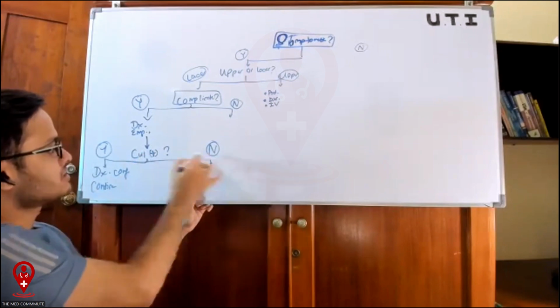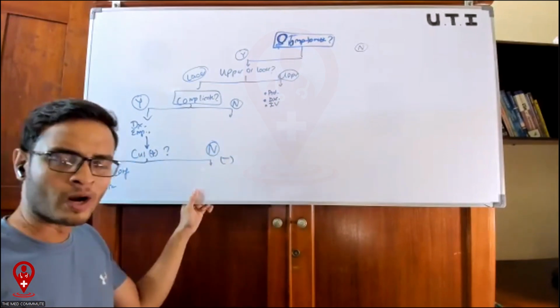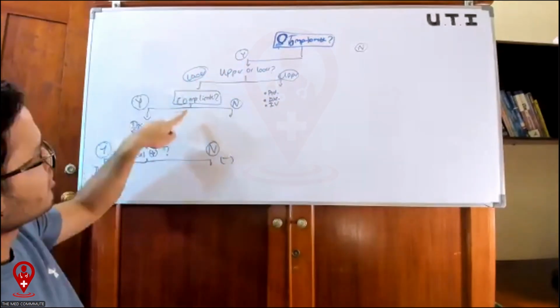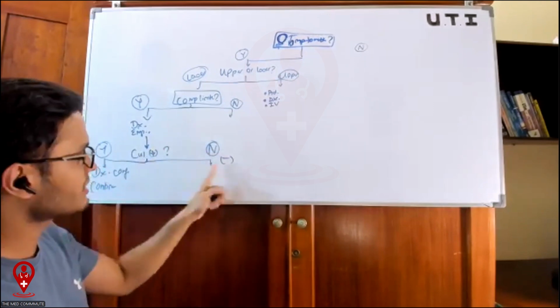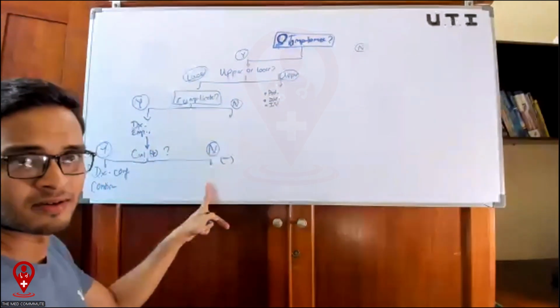Here, when you check the culture, if the culture is not positive, what does that mean? Culture is negative. What do we do? Come down here, right? Lower UTI, complicated case. You do the diagnostic, you send for culture, culture report comes negative. What is our next step? What do you all think?